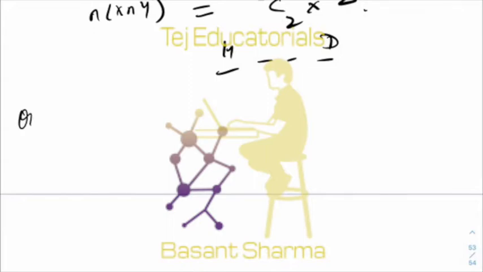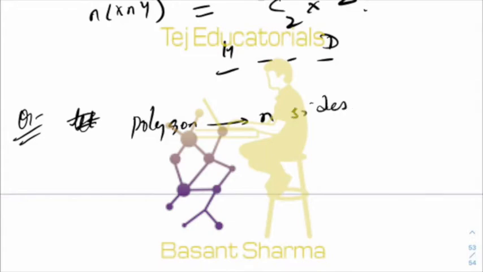Suppose the next question is, suppose you have a polygon of n sides. The first question is, find the total number of diagonals.